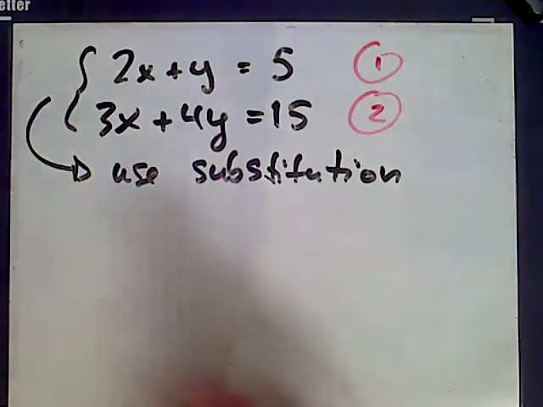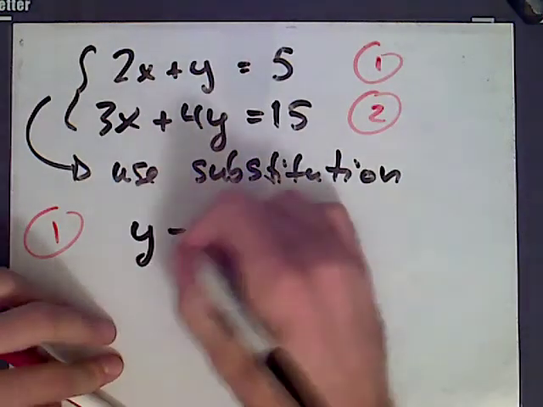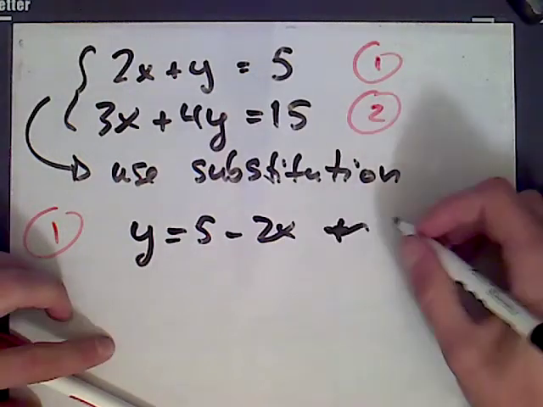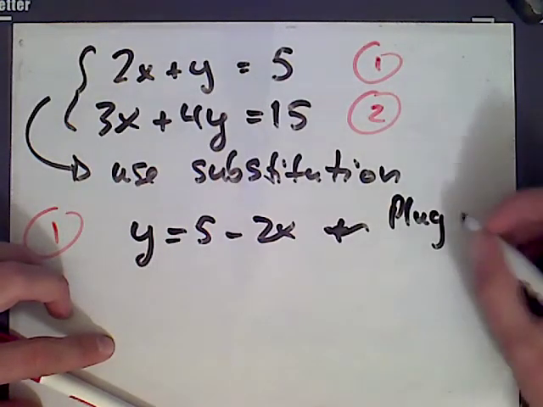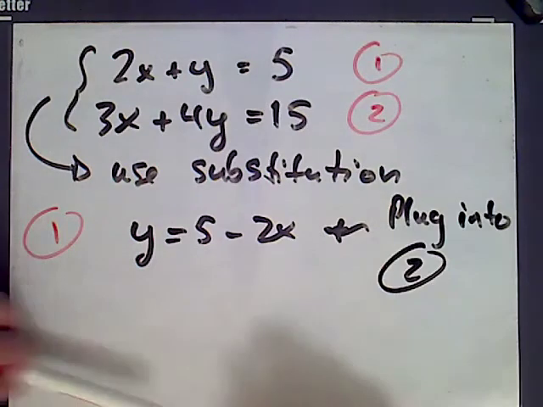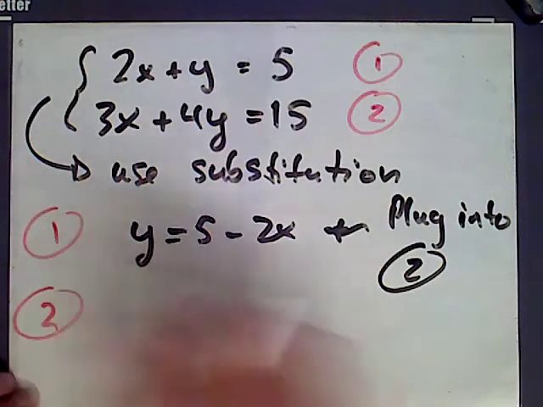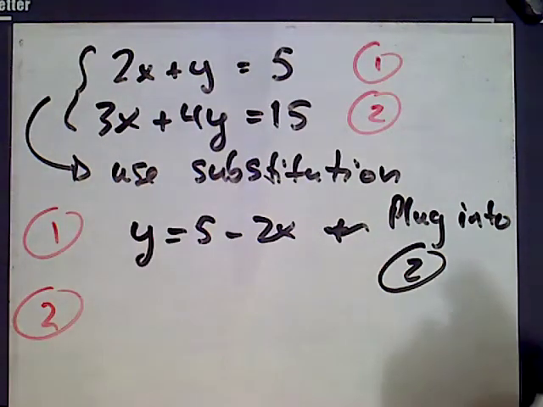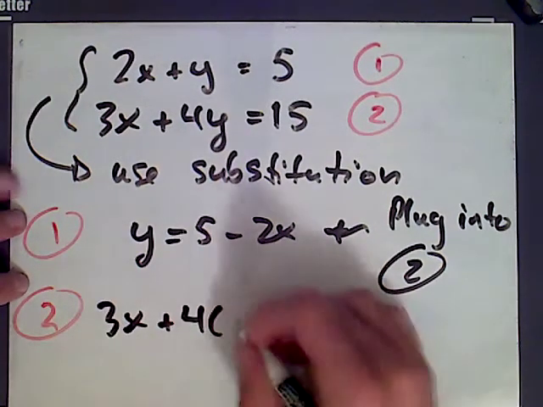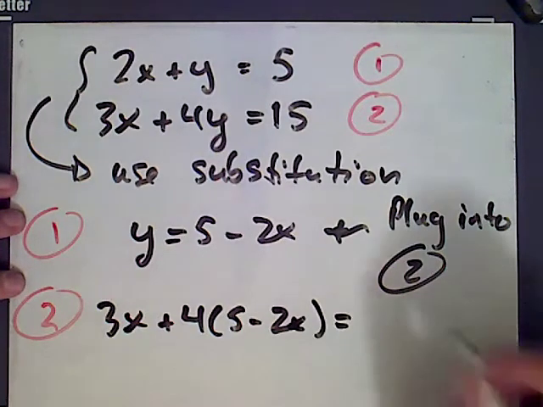From equation 1, we can solve for y in terms of x. So y is 5 minus 2x. And then we plug this into equation 2. Here I'm going to write equation 2 with this new equation 1 plugged in. What we get is 3x plus 4 times (5 minus 2x) instead of y, equals 15.